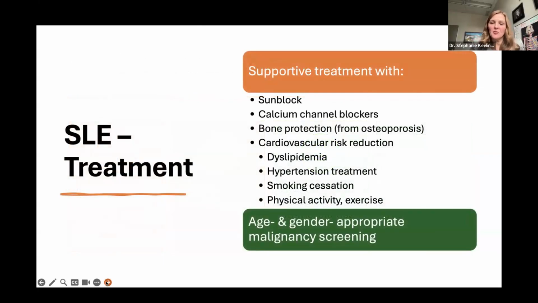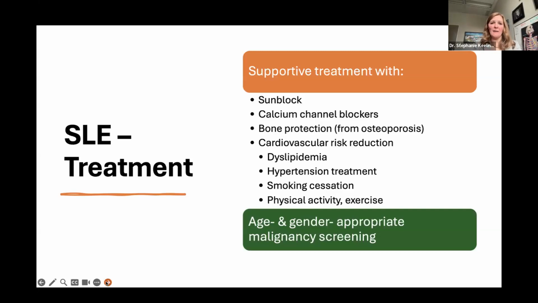So a lot of the supportive stuff probably seems obvious, but I think it's equally as important as our pharmaceuticals or direct disease specific things. So, recommending sunblock for our patients, calcium channel blockers, specifically if they have things like Raynaud's and they're symptomatic, osteoprotection, and then cardiovascular risk reduction at a young age.